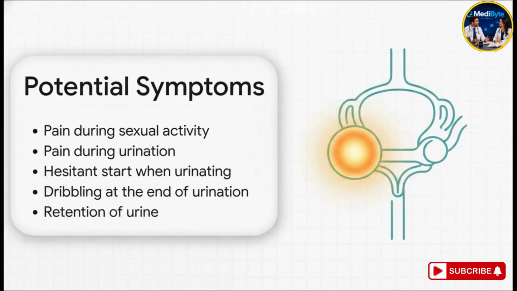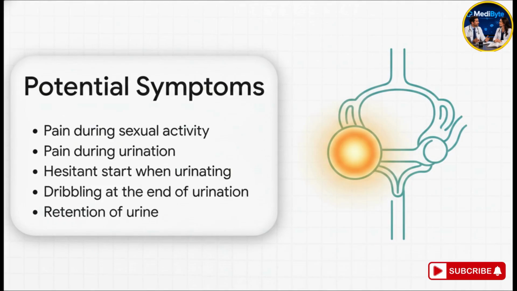Well, if a Skene cyst grows large enough, it essentially becomes a mechanical issue. Because it's sitting right next to the urethra, a big cyst acts like a physical roadblock. It can actually block the flow of urine. This causes some highly frustrating symptoms, like a hesitant start when you're trying to pee, maybe some dribbling at the end, or even urine retention, which is where the bladder just can't fully empty itself.